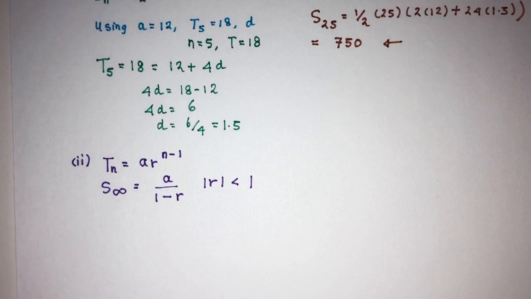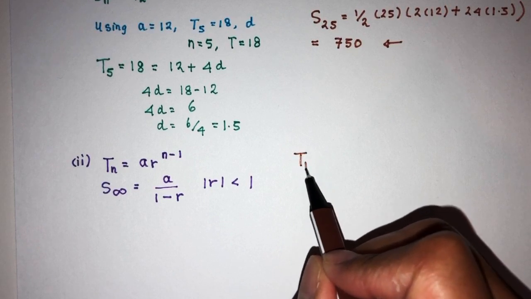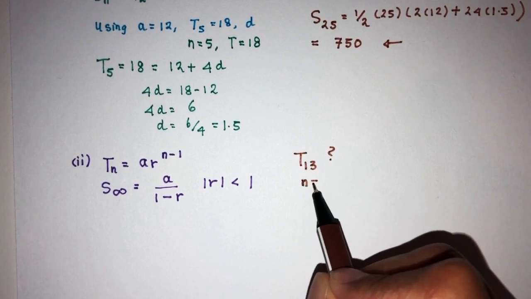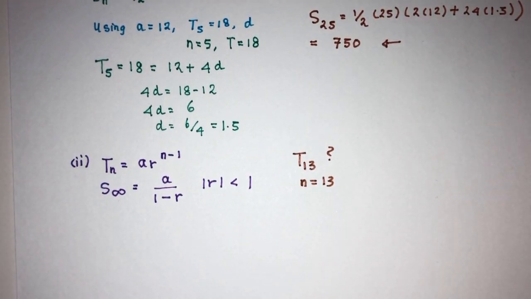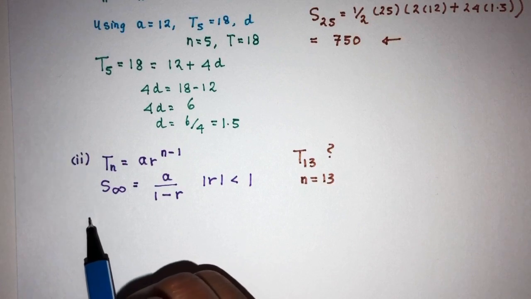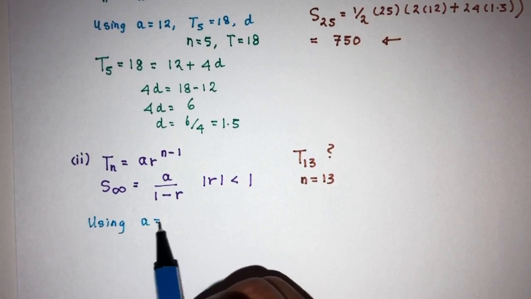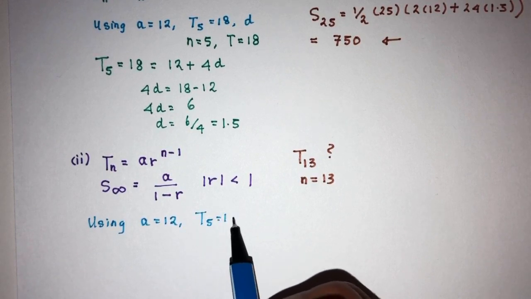No need to memorize. But now again, let's see what we can use here. Our goal is to find the 13th term. So we have to find this. 13th means when the value of n is 13. Good. Now, as you can see, we have to use the given values. So using the value of a is 12, which is the first term, and the fifth term is given as 18.